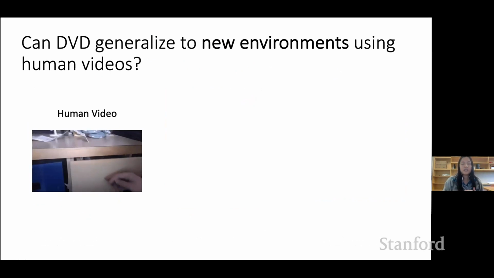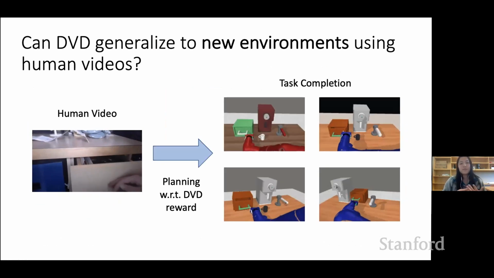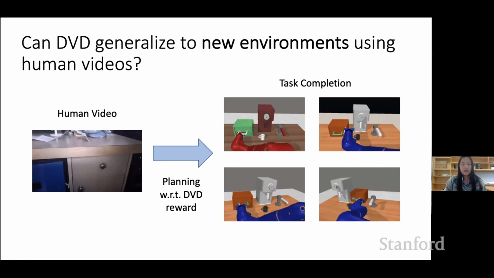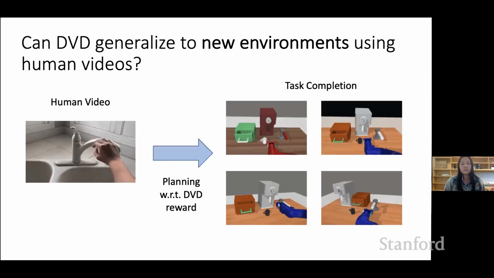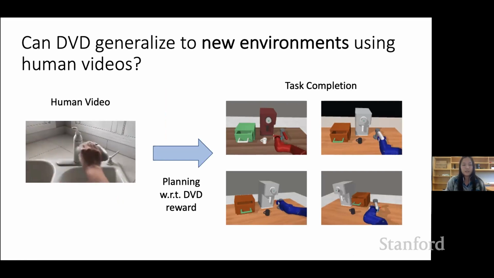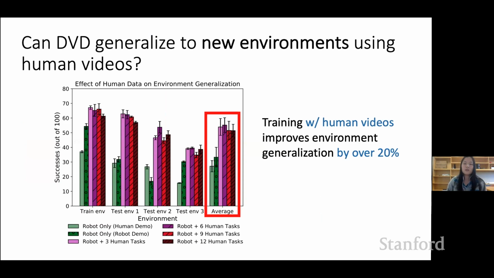But what this actually looks like is, given a human video demonstration for closing a drawer, our method enables the agent to close the drawer in these unseen test environments. And here's another example with turning a faucet to the right. So even though, as you can see, there's a large visual domain shift between the given video and the simulation environments, DVD allows the agent to complete the task in these unseen environments. The important takeaway is that training using human videos, shown in the purple and red bars, improves environment generalization significantly compared to only using robot data, which is shown in the green bars.